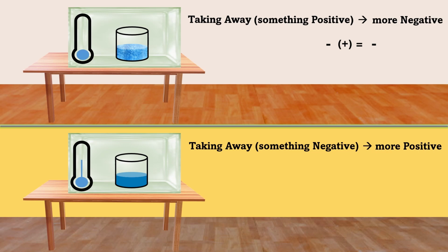That's good. Now, let us focus here. Taking away is indicated with a minus. Something negative is also indicated with a minus. But to denote more positive, we need a plus symbol. Therefore, we get minus of minus equals plus. Wow, job done. But can we extend this idea to other real-life systems as well?